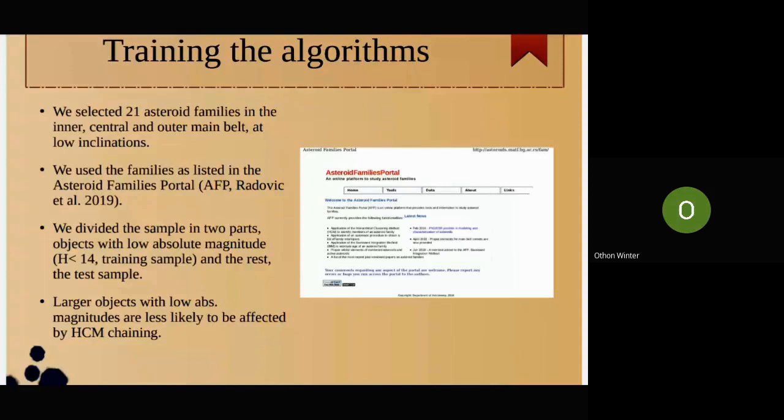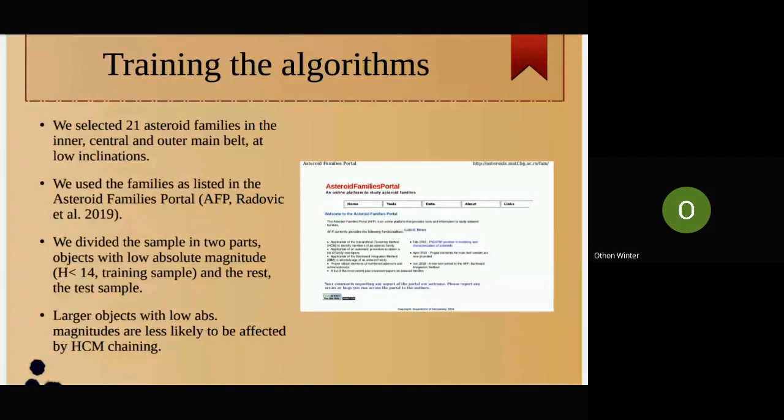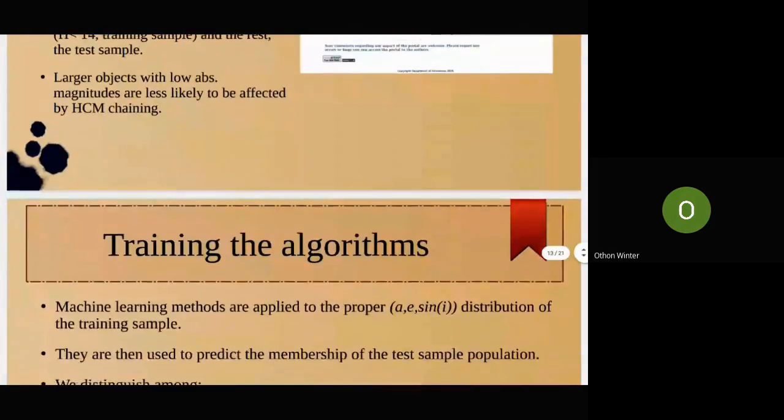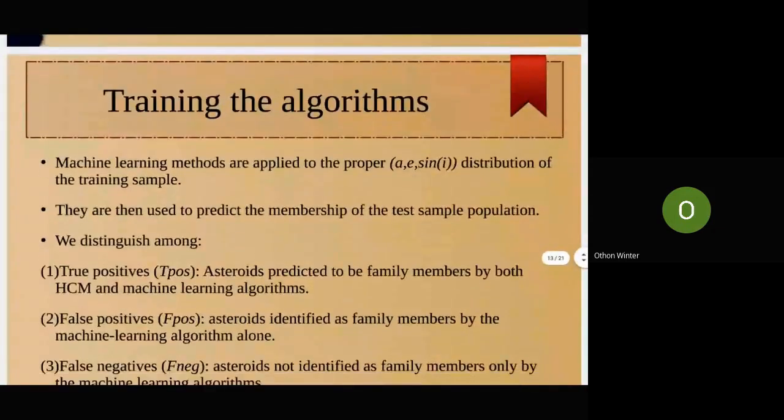So you train your algorithm on the training sample, and you predict the data of the test sample. Why do we use absolute magnitude equal to 14? Because objects with a low absolute magnitude are less likely to be affected by chaining. So you are more sure that the families determined in this sample are really separated and not joined together. So how does it work?